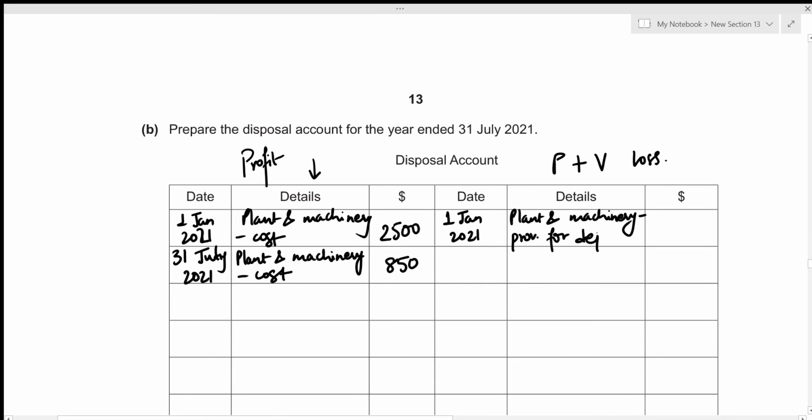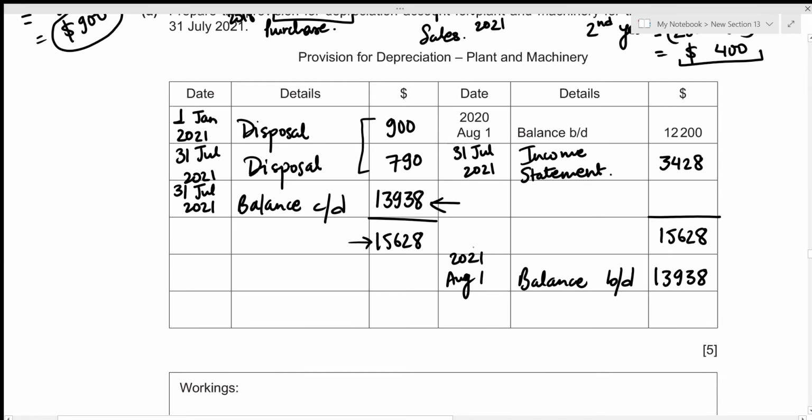Let's have a look at the provision for depreciation account. So for 1st January 2021, we had the provision for depreciation of 900. Let's write it down.